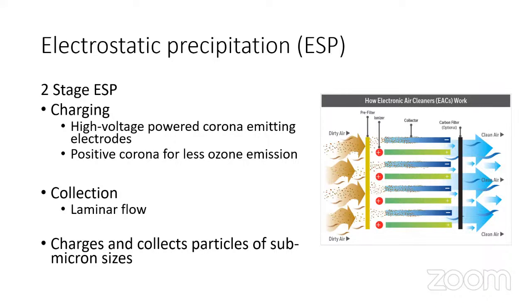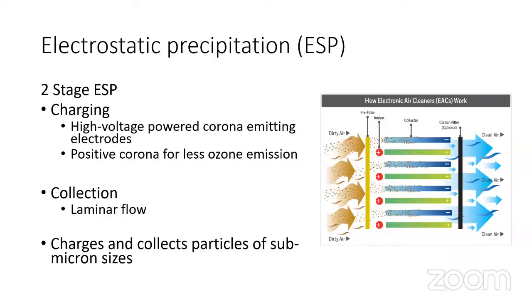a two-stage ESP. So here, why it is called two-stage is because there are different portions of the electrostatic precipitator for charging and collection. So there is an ionization region where you have a higher potential power supply used to create the ionization of the air and thus charge the particles. And normally for indoor air cleaners, positive corona is used because it generates less ozone.